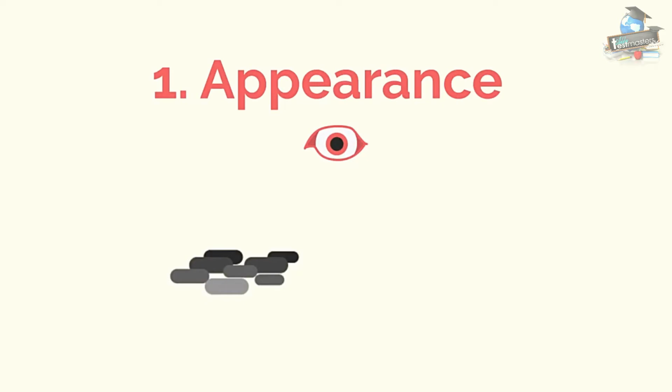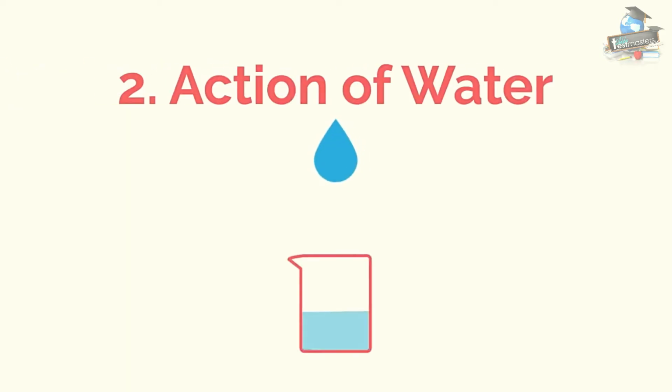So starting with performing the tests on iron and sulfur separately. Iron filings are dark grey crystals, whereas sulfur is a bright yellow powder. You will see that the iron sinks and the sulfur floats.